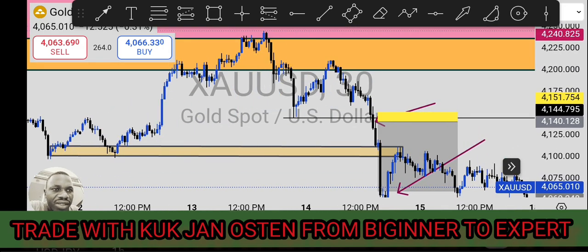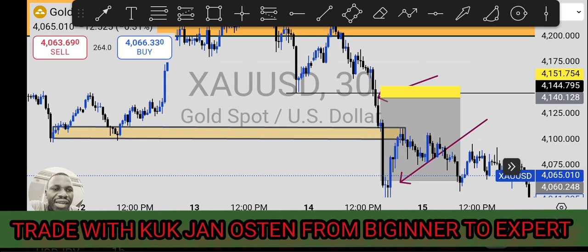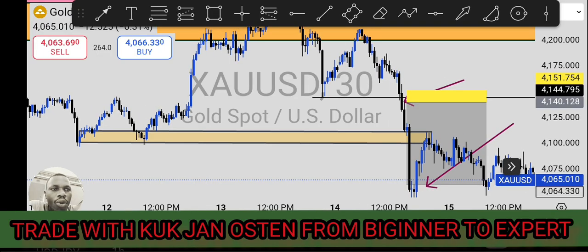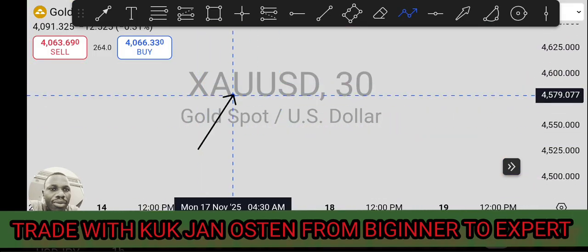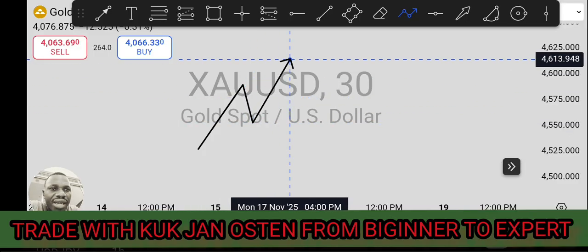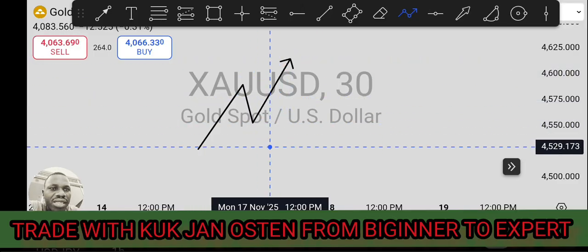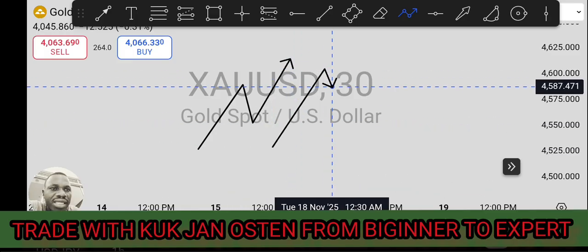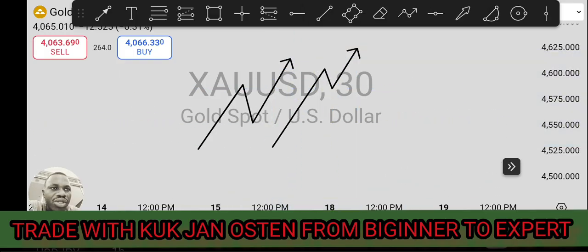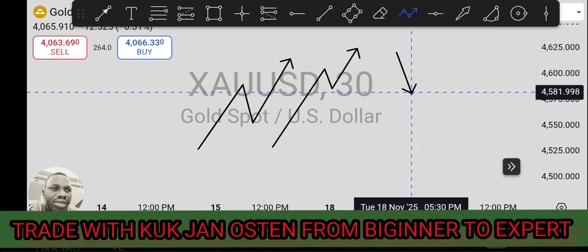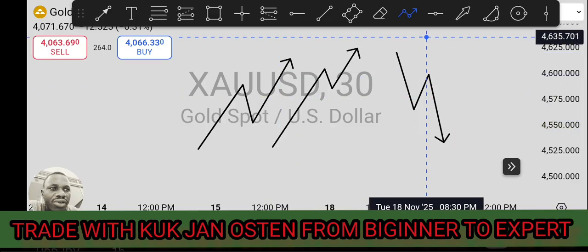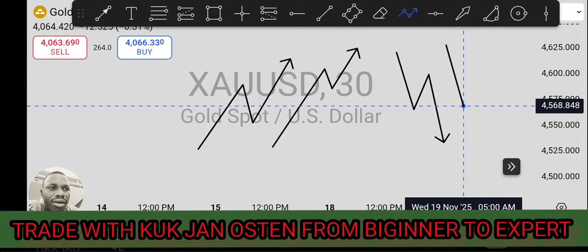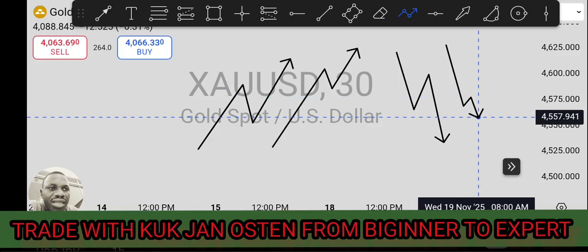So first things first, that's how we can identify a valid break and retest. We only wait for the prices to break and retest. There are two scenarios. Sometimes prices may break but retest far away from the zone, or sometimes prices will break and retest coming back in the zone. In the case of a downtrend, sometimes prices will break but retest not in the zone.